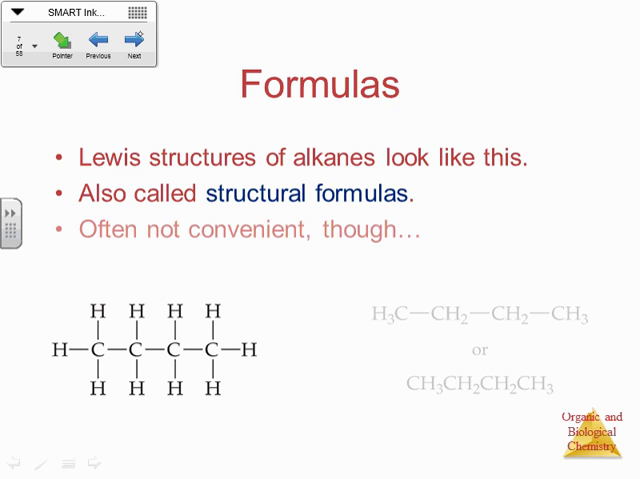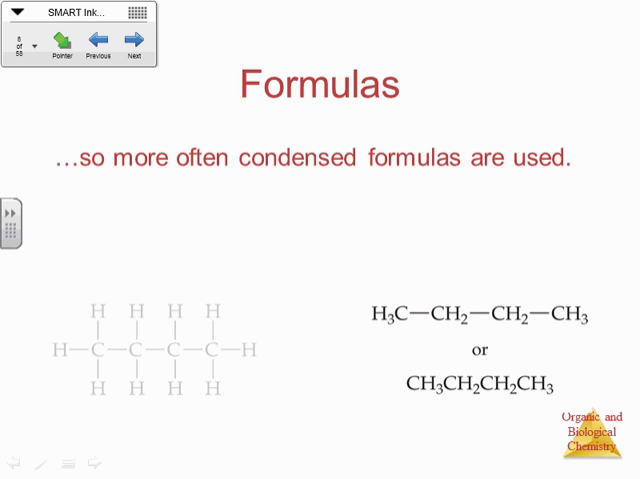But a lot of times these are really painstaking to write, especially when you get up to something like decane, and now you've got a 10 carbon chain and you're trying to put all the hydrogens around it. So we can also use something called a condensed formula, and that's what's shown on the right over here. The condensed formula still does an okay job of showing where the hydrogens are connected, but it's not quite as labor intensive.